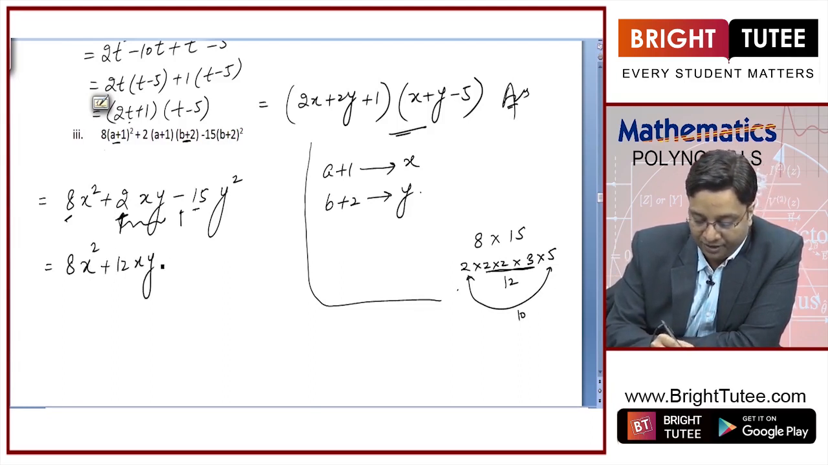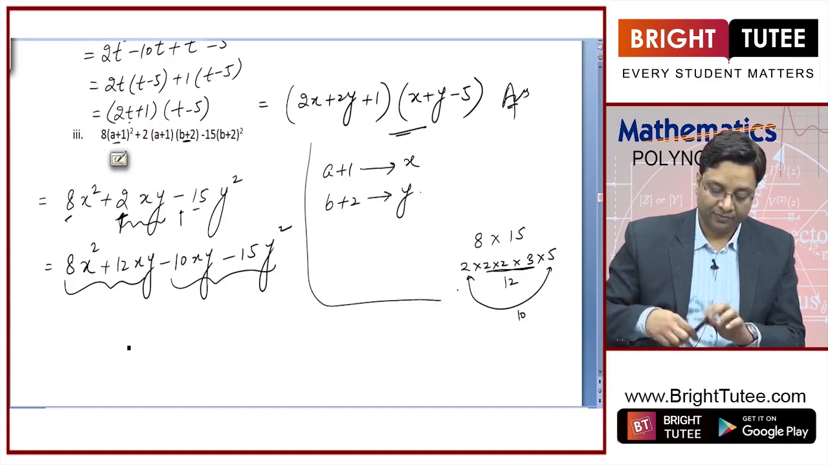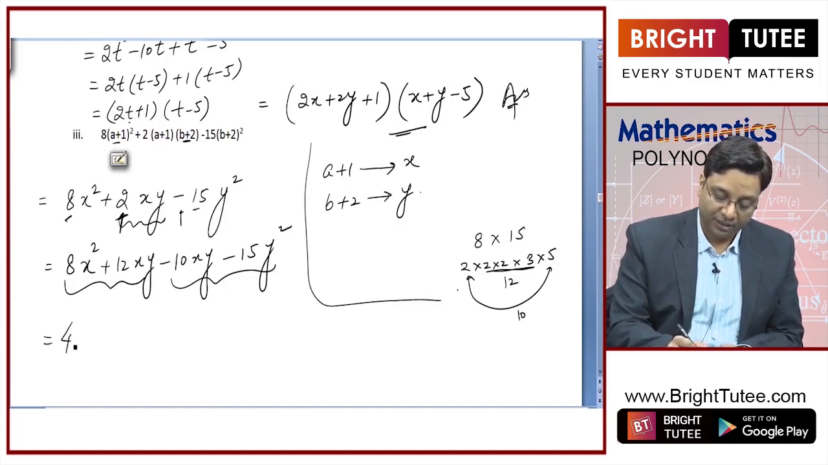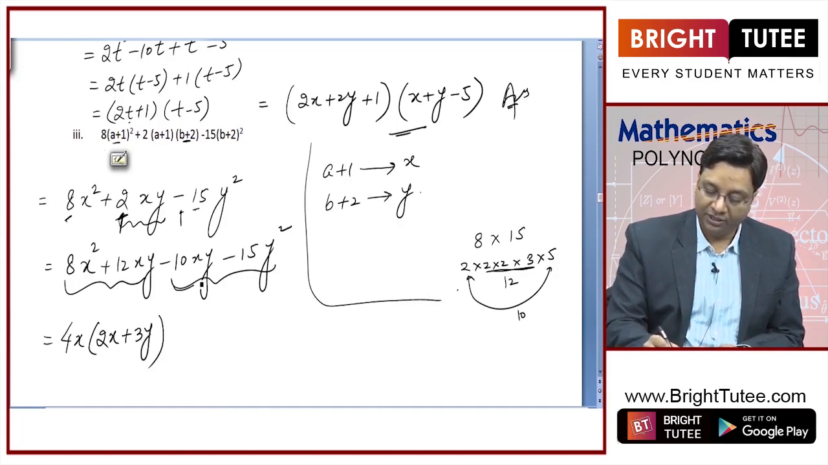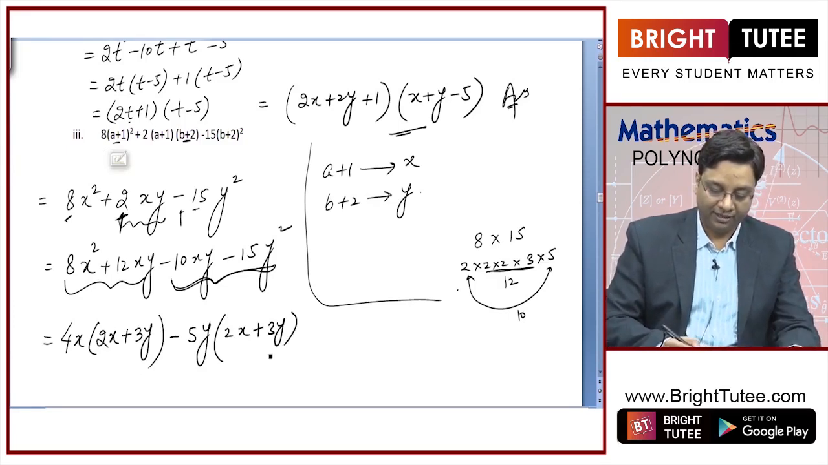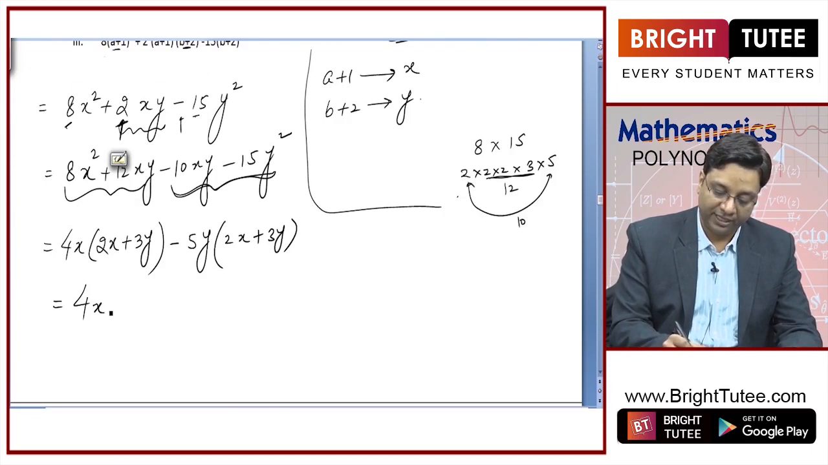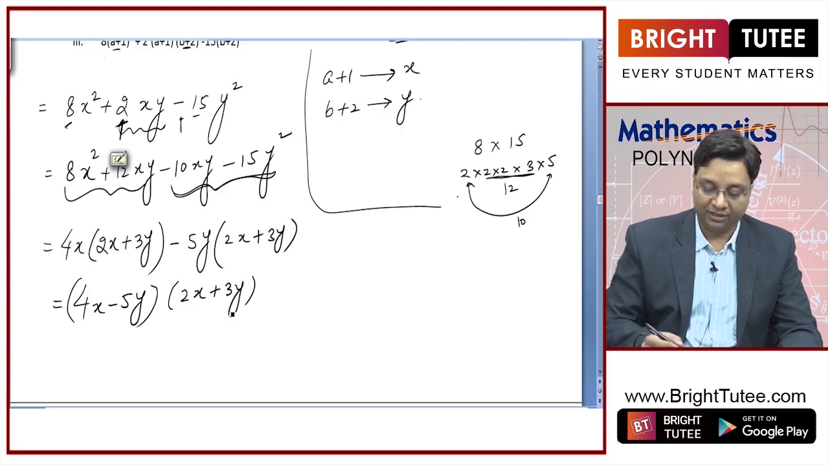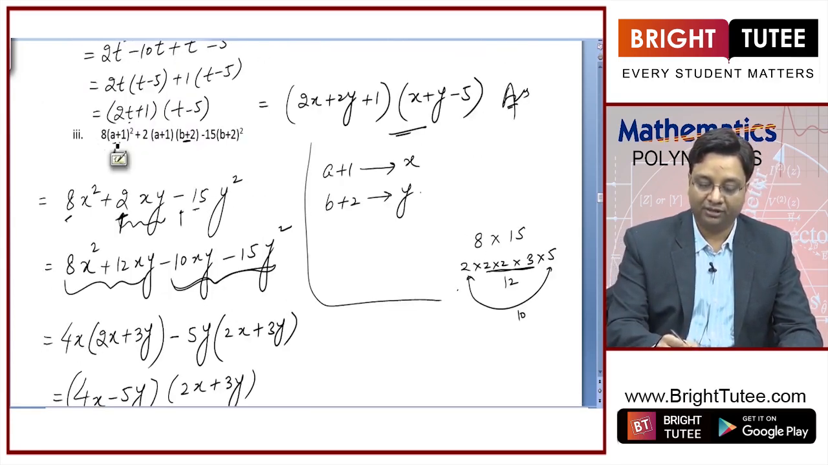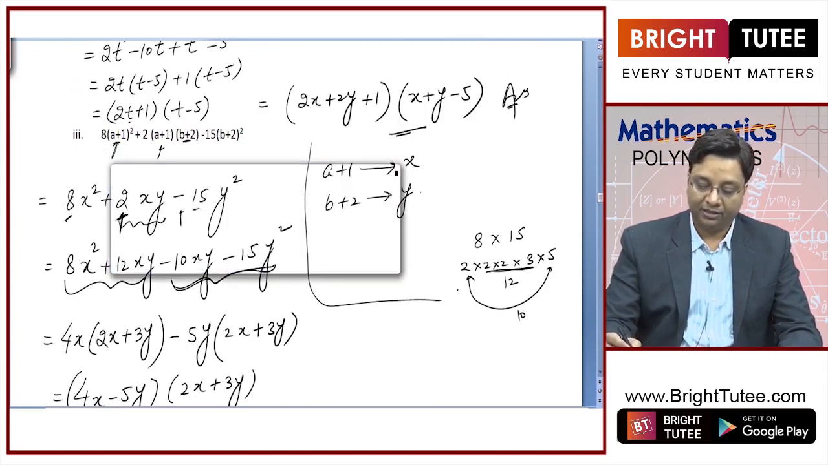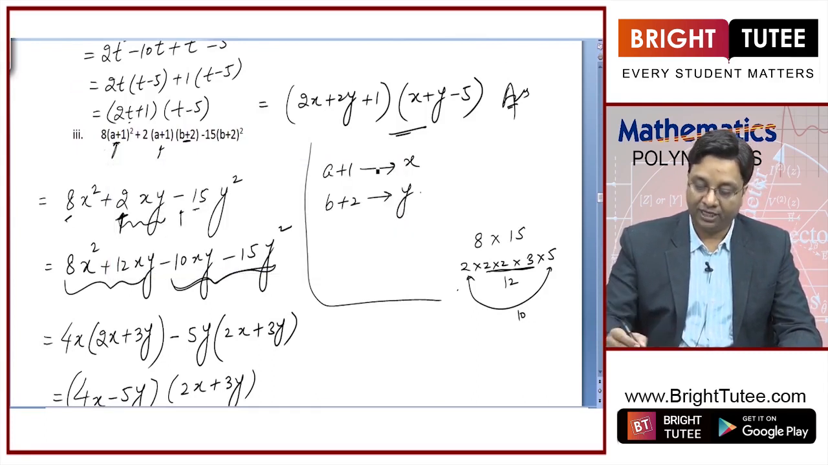Plus 12xy minus 10xy minus 15y square. Now out of these first two terms, if I take 4x as common, it will give me 2x plus 3y, and out of these two terms, if I take minus 5y as common, it will give me 2x plus 3y. So the factorized form in terms of x and y is 4x minus 5y into 2x plus 3y, but we cannot leave our answer in terms of x and y because originally it should be in terms of a and b. So always look at the original question before writing the final answer.